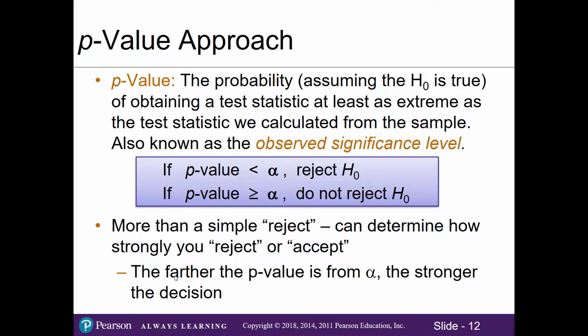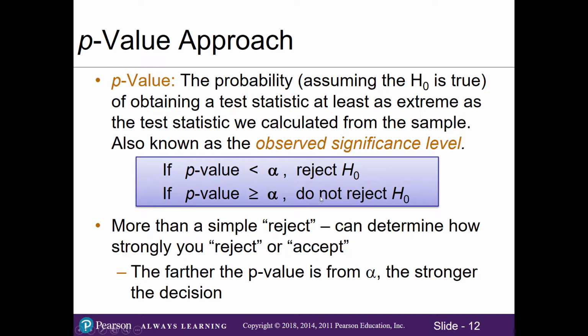The p-value approach is the second approach that we'll learn for hypothesis testing. The p-value is the probability, assuming our null hypothesis is true, of getting a test statistic at least as extreme as the test statistic we calculate from our sample. This is also known as the observed significance level.